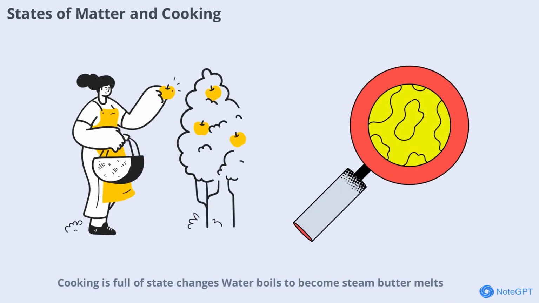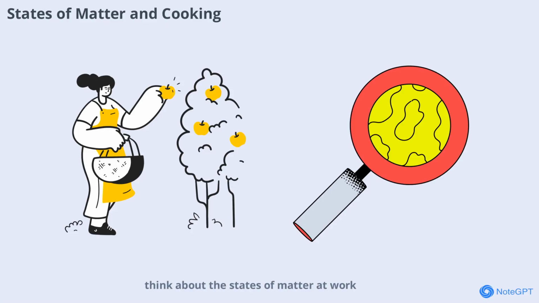Cooking is full of state changes. Water boils to become steam, butter melts, and chocolate hardens as it cools. Chefs use their knowledge of matter to create delicious dishes and perfect textures. Next time you cook, think about the states of matter at work.